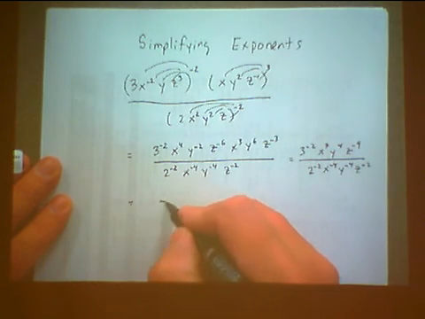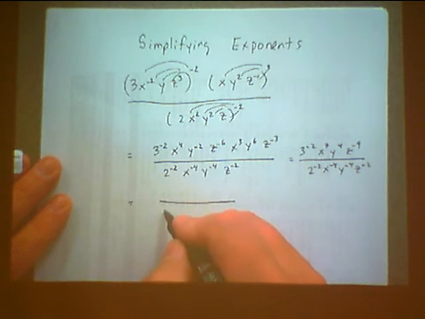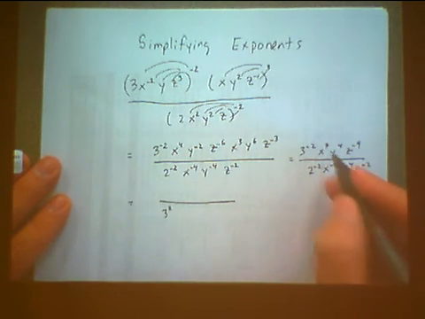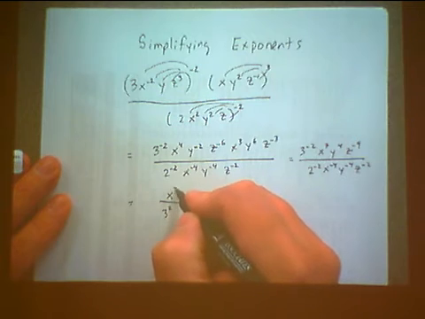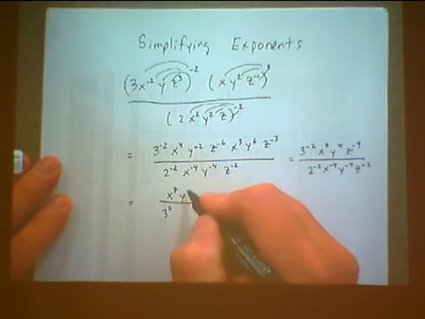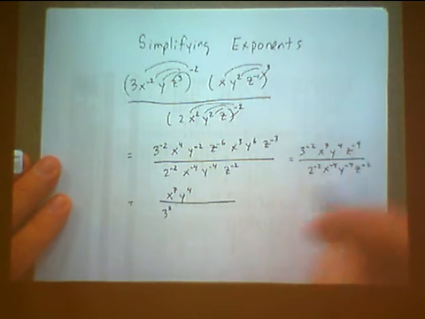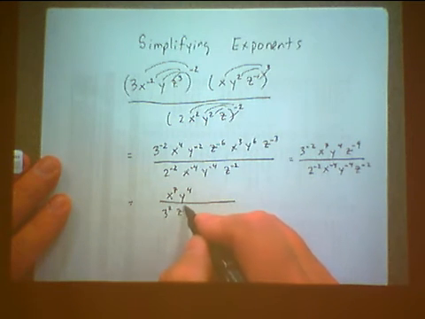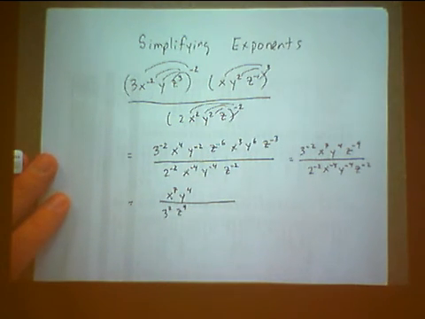3 to the minus 2 is now going to go to the denominator. X to the 7th is okay, it's a positive exponent. Y to the 4th just stays. But z to the minus 9 goes to the denominator as z to the 9th.